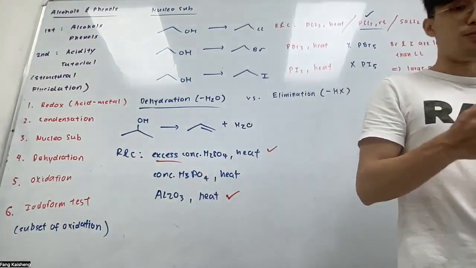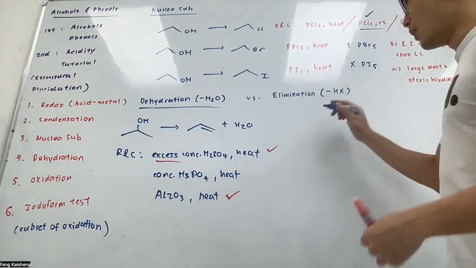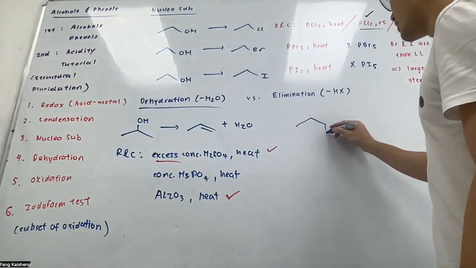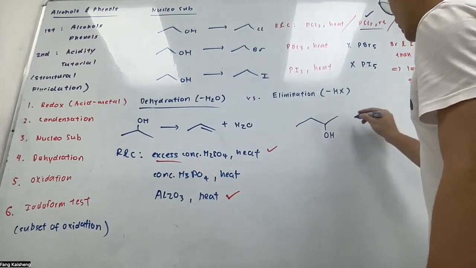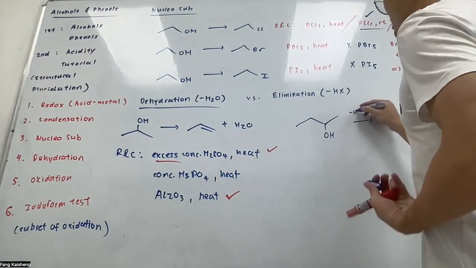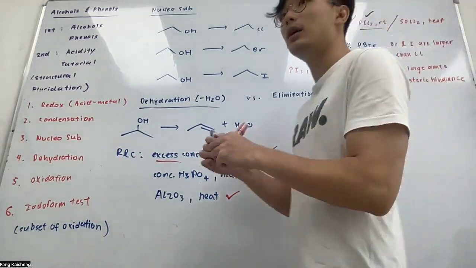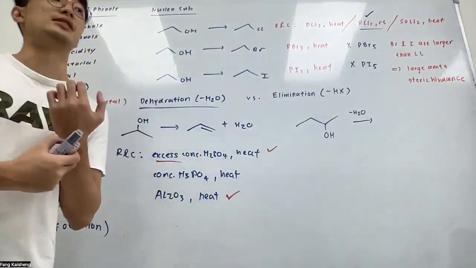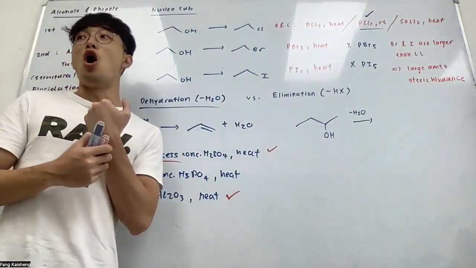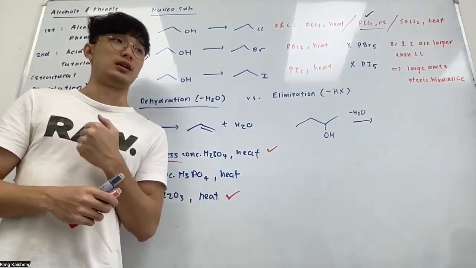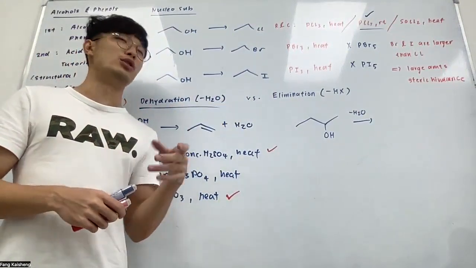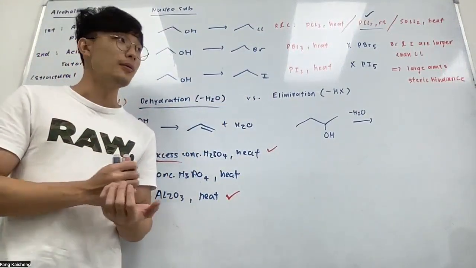We're going to do a short little exercise under Zaitsev's rule, then we can take a short break afterwards. I want you to dehydrate this compound. Draw all the possible organic products. I repeat my instructions: draw the organic products only. How many are there? I don't know. You're going to try it.